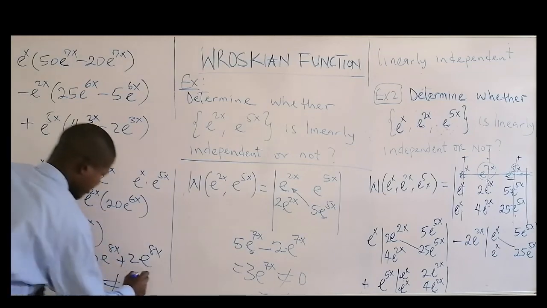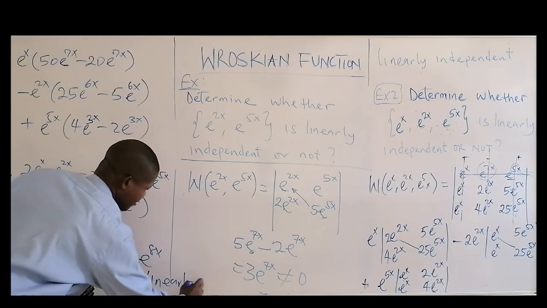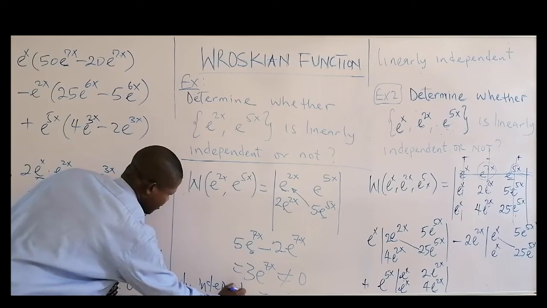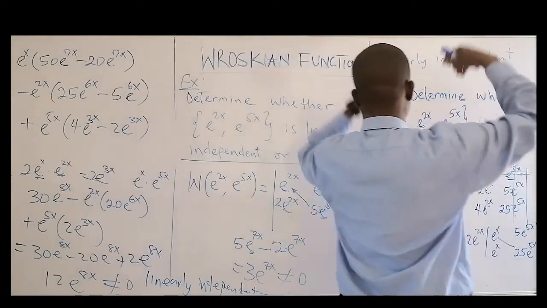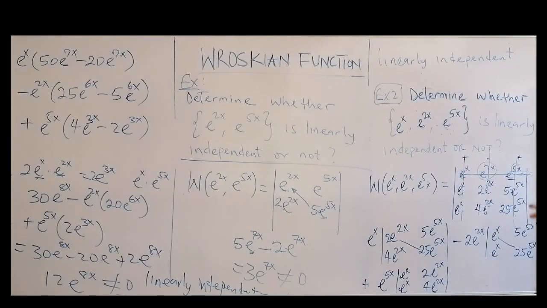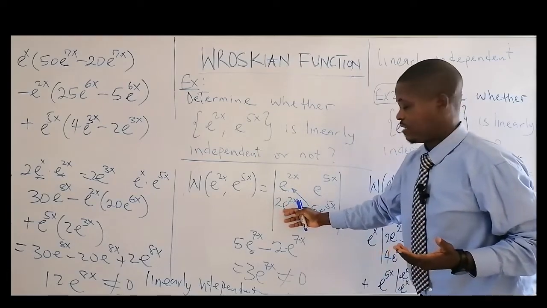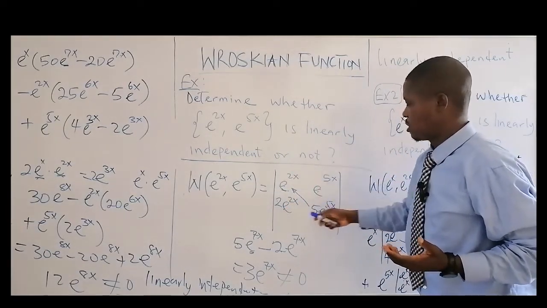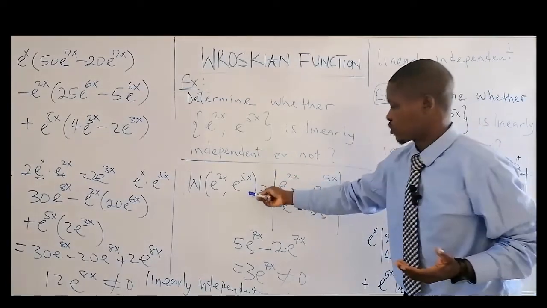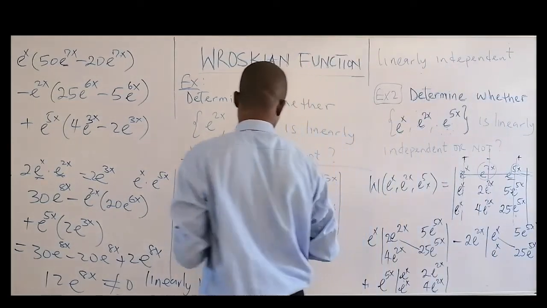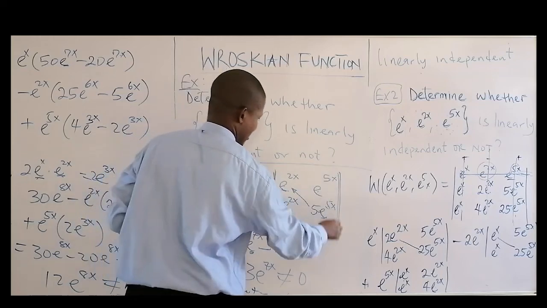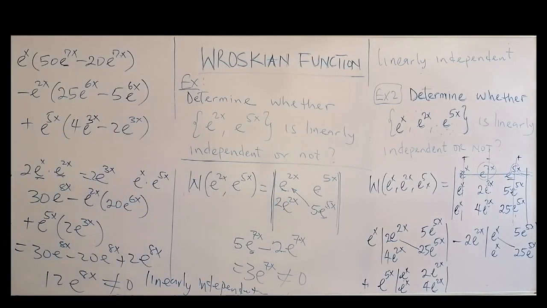So it is not equal to 0, it's linearly independent. Okay, so that's that on the Wronskian function. And don't forget what I said: if you have two functions, you only do the differentiation one time. You write the function, then you do the differentiation. If you have three functions, you write your functions, the first differentiation follows, then the second differentiation. And you must at least have some knowledge of how to do determinants. So that's that on the Wronskian function.